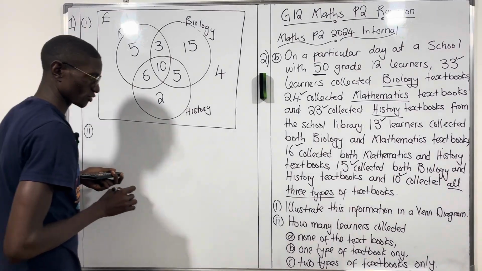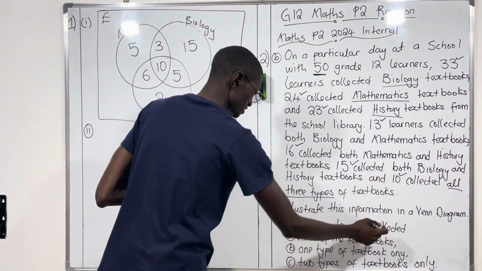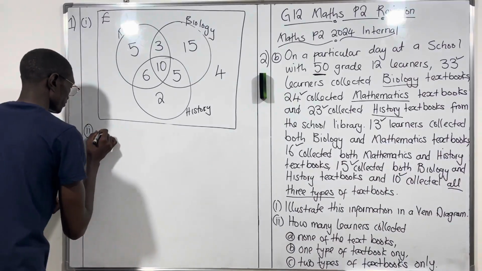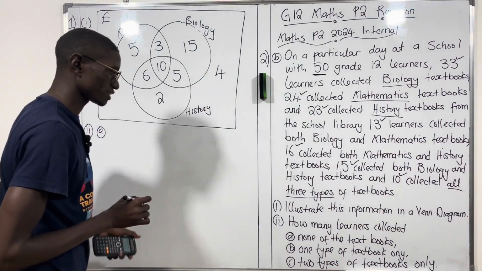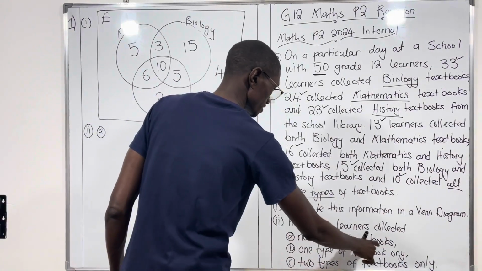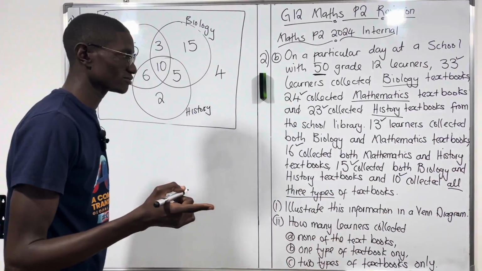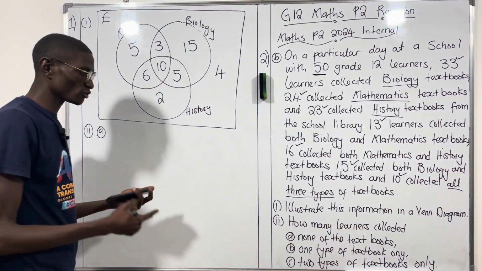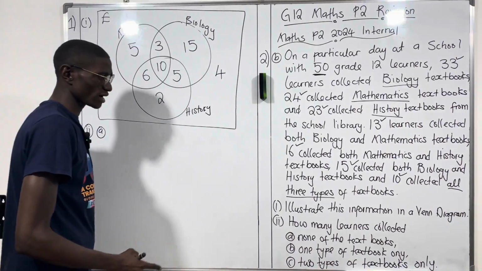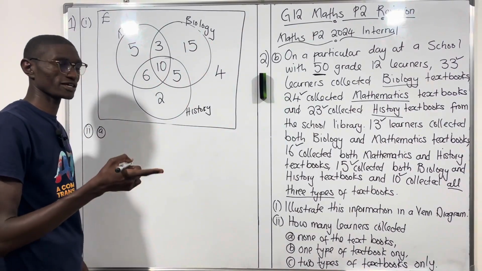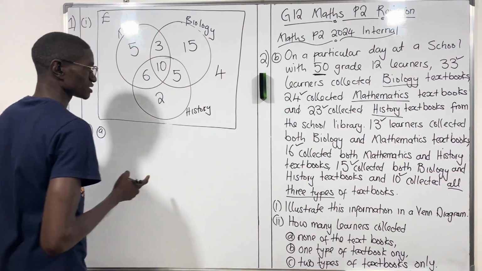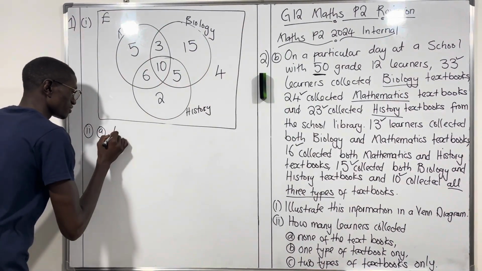What is it saying? Okay, how many learners collected none of the textbooks? You see, even the question has come. So in case you may have missed it, you pick it up from here. None of the textbooks. Why are they asking me this question? Meaning they are expecting a value. So the number of learners who didn't collect any of the textbooks are simply 4.